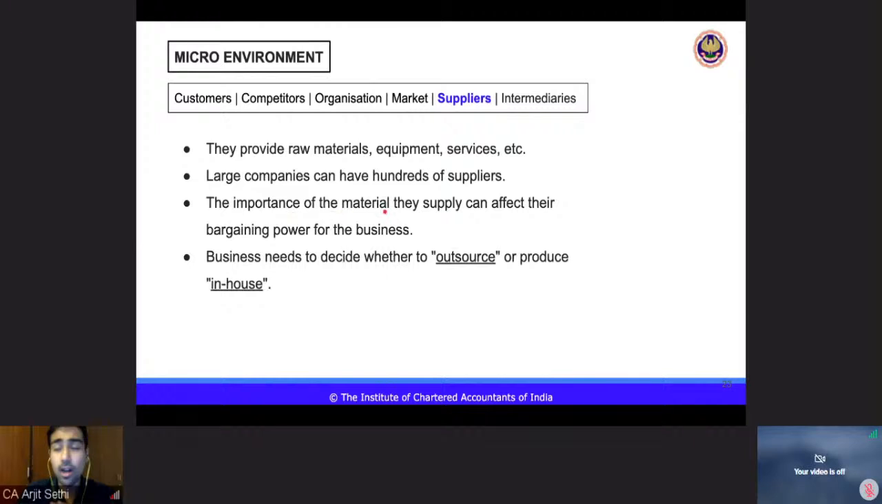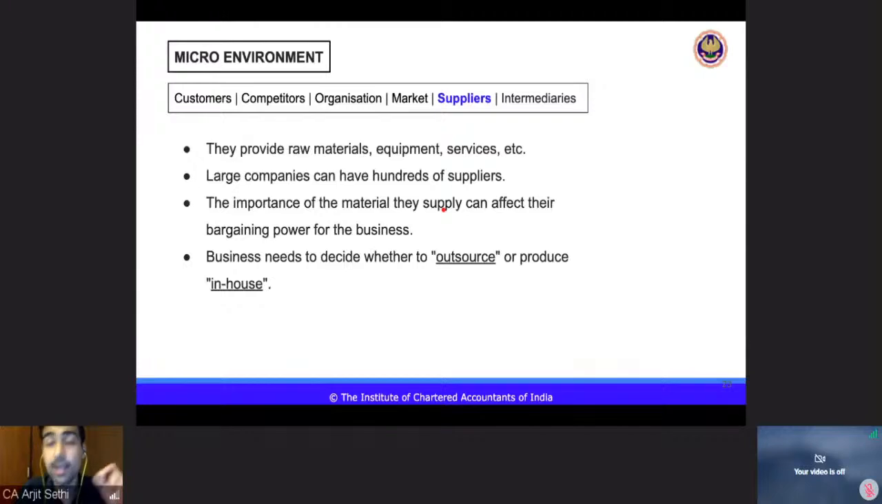The importance of the material they supply can affect the bargaining power of the business. This is what we were discussing at the start. Someone asked the question, who can have bargaining power? The answer was supplier. Why? Because of the importance of the material they supply.